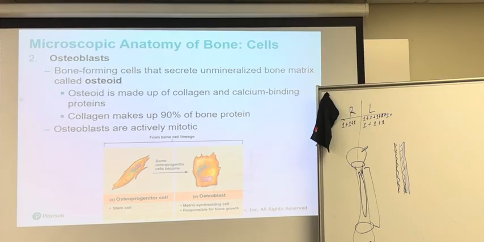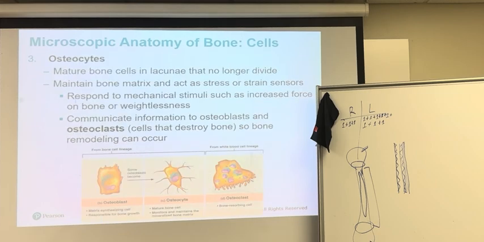Okay, then when you have osteoblast, what does that mean? They are immature developing cells. So they are the bone forming cell, but they secrete unmineralized bone matrix called the osteoid. Osteoid is made up of collagen and calcium binding protein. Collagen makes up 90% of the bone protein, and osteoblasts are actively mitotic.